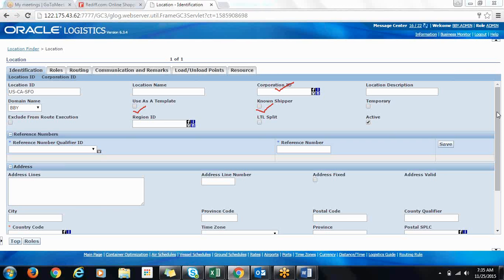Sorry, there was some disturbance from my side, so I thought I'll just close my door. All right. So as I was mentioning, the business usage of the location. Now let's see how that particular configuration can be done in the system.